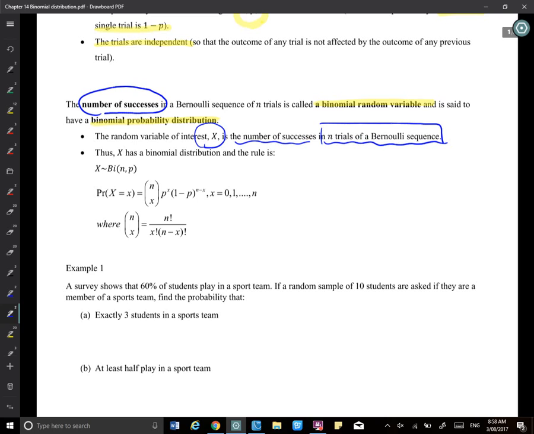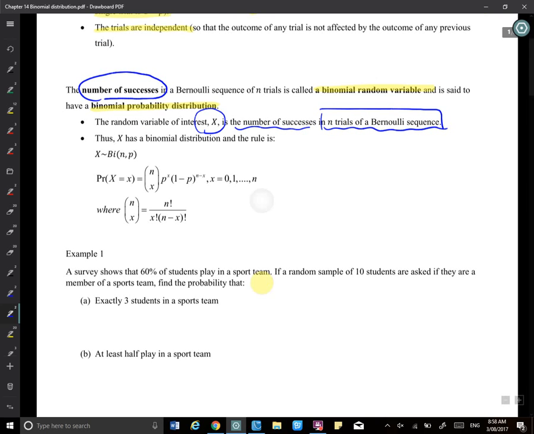One is the Bernoulli sequence, the process we did. The next one is the result we have for the events of interest. And thus, x has a binomial distribution with this rule. This is very important. Highlight that one. This is what you need to write. What you need to tell me at the beginning is that you know it's a binomial distribution, you know x is a binomial distribution.